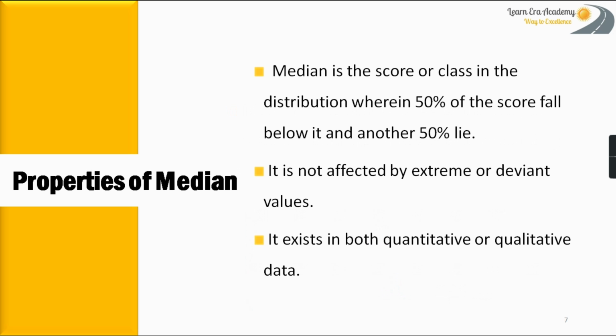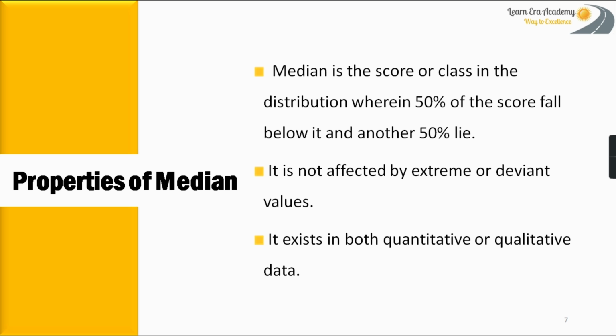We can see a few properties of a median now. The median is a value that divides the set of observations into two halves, so that one half of the observations are less than or equal to it and the other half are greater than or equal to it. It's not affected by outliers. It exists in both quantitative and qualitative datasets.